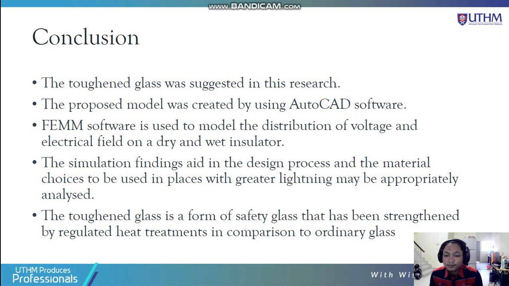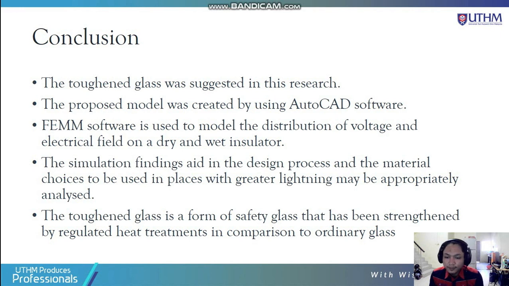The suggested model's performance with regard to environmental effects is then considered. Then the suggested model will be put to the test using appropriate standard operating procedures such as equipment, safety, and technique. The FEMM software is used to model the distribution of voltage and electric field on a dry and wet insulator. The major material used to make the insulator was toughened glass. The insulator's ability to tolerate overvoltage may be determined using a simulation approach. The simulations are carried out at the insulator's rated voltage levels.